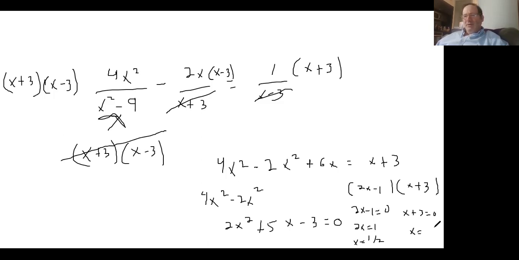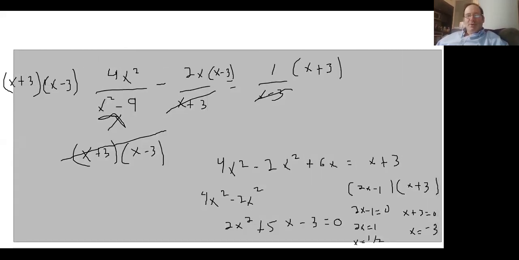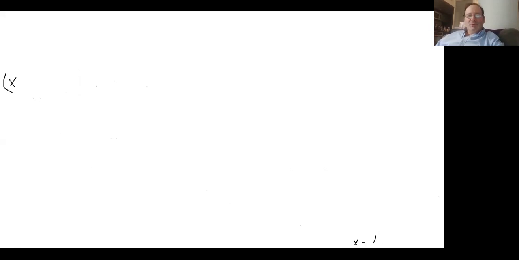Negative 3 is actually one of the answers, right? But we can't have negative 3 because that would make the first term in the denominator 0. We can't have that. So the only expression that works here is 1/2. So the answer choice is C. All right, so that's question number 12. Maybe one of the harder questions, but nothing's really hard about the test.